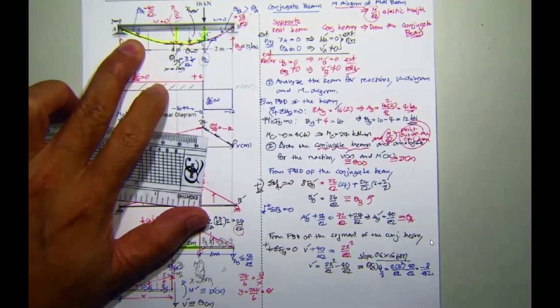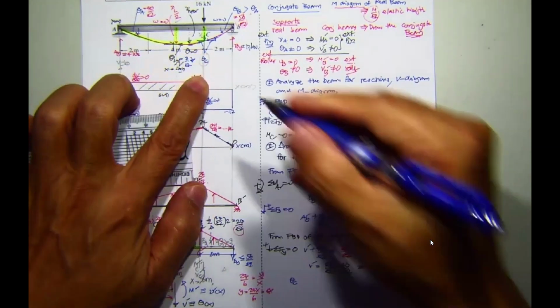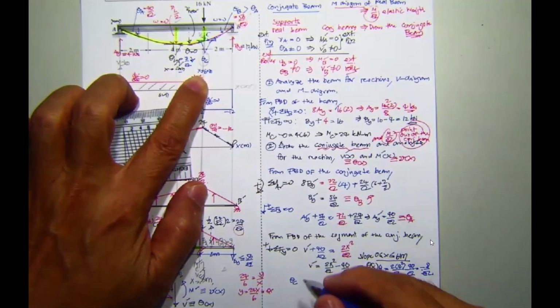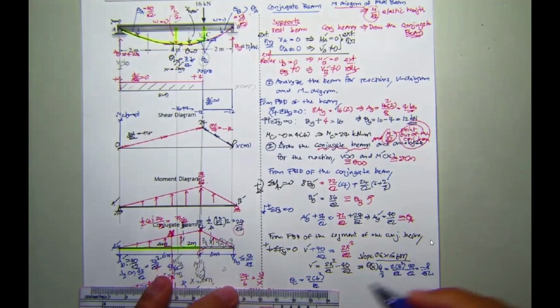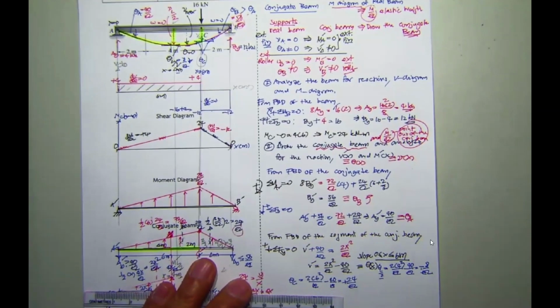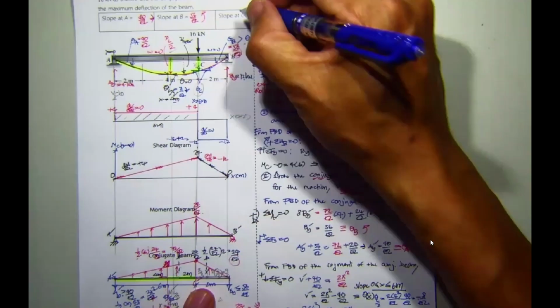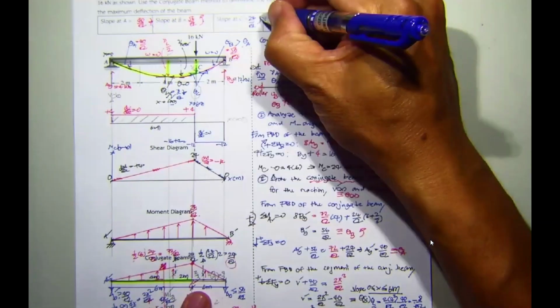Now, the problem asks you to determine theta at C. C is x equal to 6 meters. Then this is 2 times 6 squared divided by EI minus 40 over EI. You get 36 times 2, 72, minus 40, that's 32 over EI. This is positive, so it has the opposite rotation to the slope over here. So this one is going to rotate the same as this one.